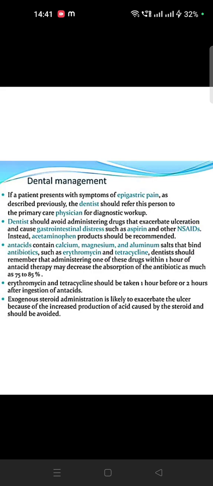Antacids containing calcium, magnesium, and aluminum salts can be given with the antibiotic erythromycin. They can follow the patient for one to three days. After one hour of antacid therapy they can give erythromycin and tetracycline, which should be given two hours after the antacid. Exogenous steroid administration can increase acid production, so steroids should be avoided.